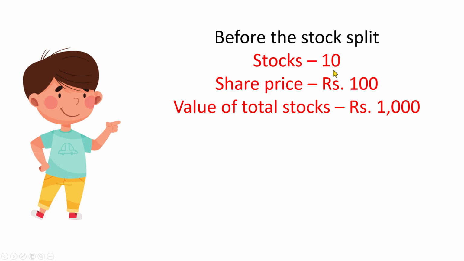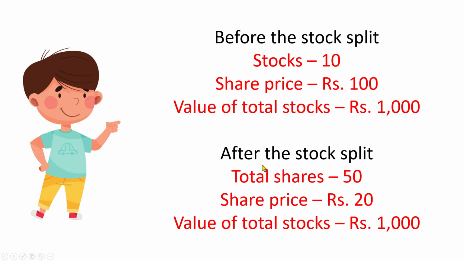Okay. And after the announcement of the stock split, you had 50 shares or 50 stocks. Each share or stock was worth 20 rupees. The value of total stocks remained the same because 50 multiplied by 20 is equal to 1000 rupees.